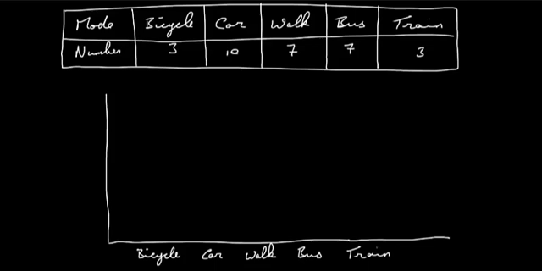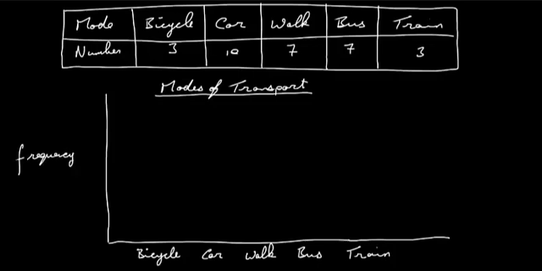Normally as well, by the way, you would put a title in here. So we'll call this modes of transport. So this is our title. Now you would put the frequency up along here, so we can call it frequency, or number, you can use either. Number of people. The maximum we've got is 10, so we could go up in ones here: 1, 2, 3, 4, 5, 6, 7, 8, 9, and 10.